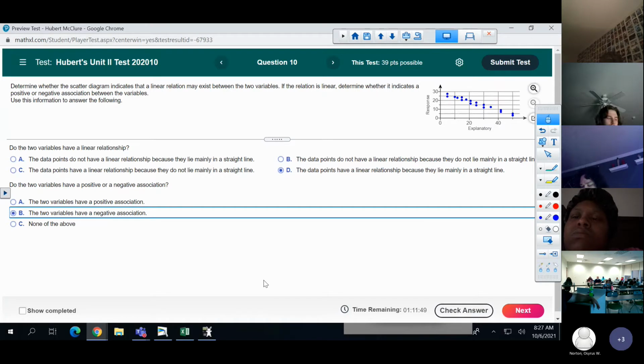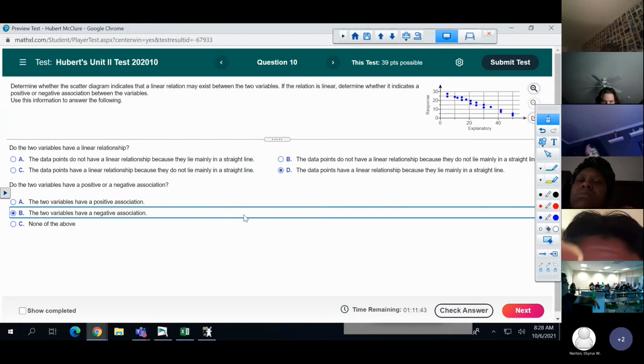Now, if you get that one wrong, I'm sorry. There's not much help. I mean, everybody reads from left to right. You put a car right here. What's the car going to do? It'll go downhill. That's a negative relationship. Unless you don't read from left to right.